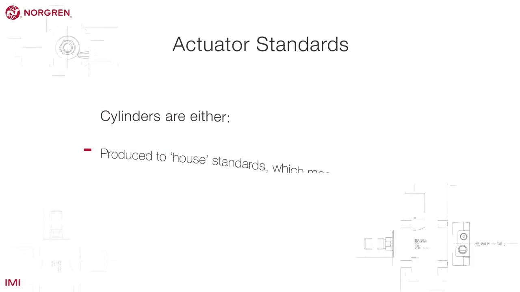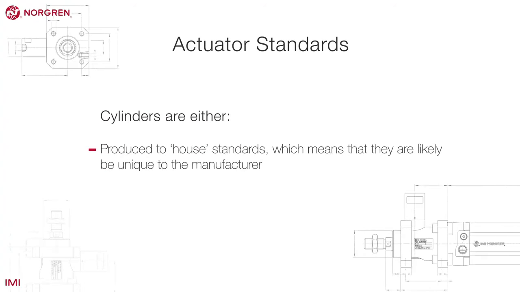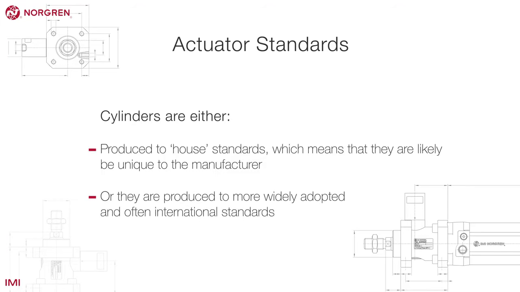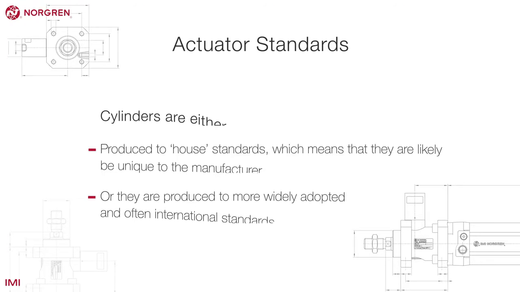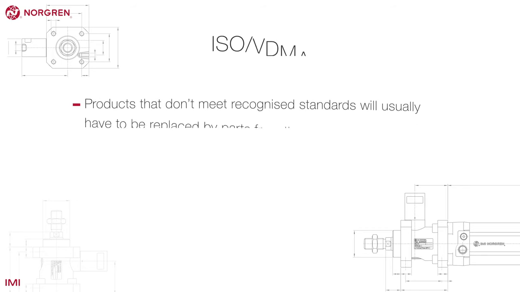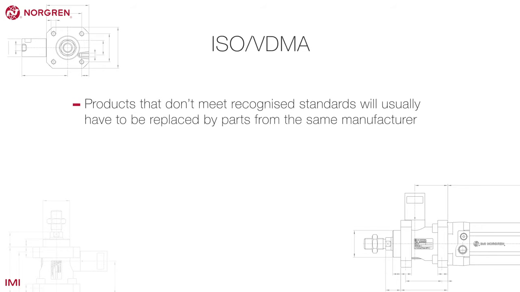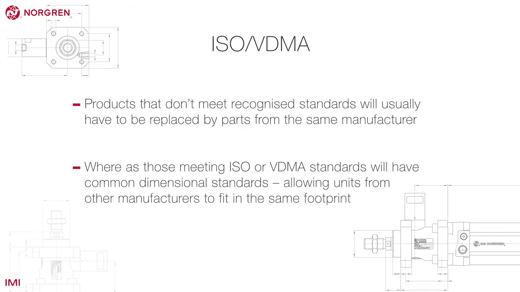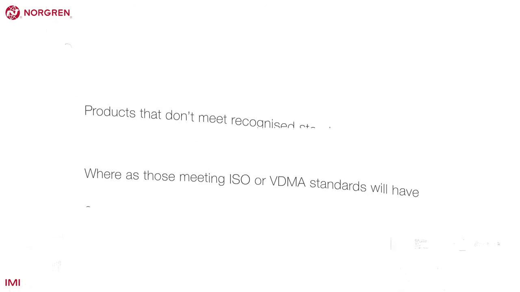Cylinders are either produced to house standards, which means that they are likely to be unique to the manufacturer, or they are produced to more widely adopted and often international standards. Products that don't meet recognized standards will usually have to be replaced by parts from the same manufacturer, whereas those meeting ISO or VDMA standards will have common dimensional standards, allowing units from other manufacturers to fit in the same footprint. It's worth noting that these standards do not cover the operating parameters and other variables.